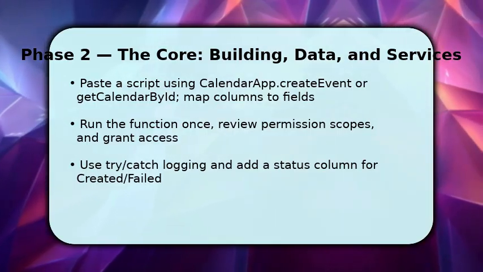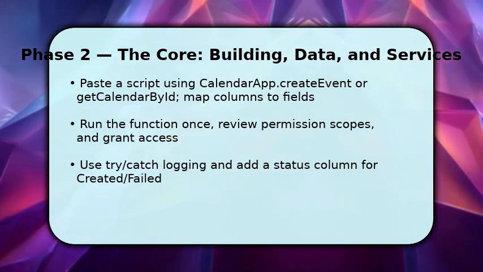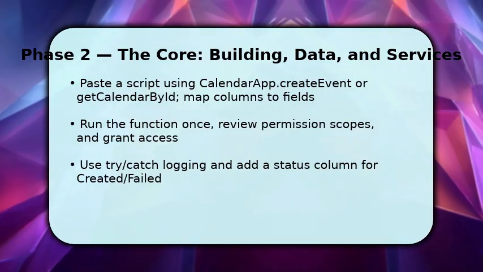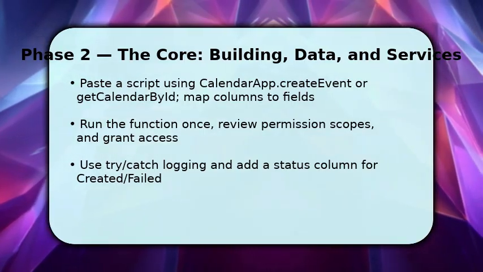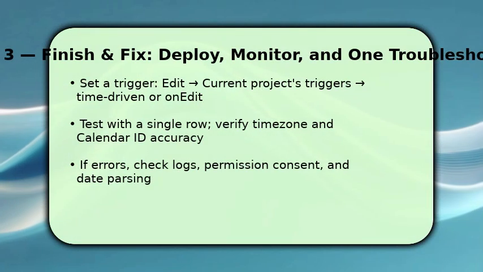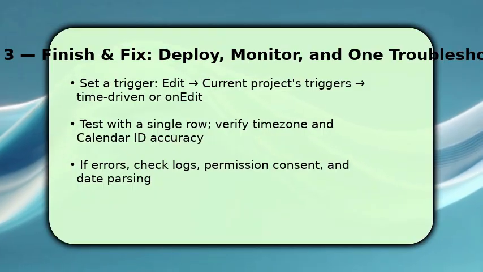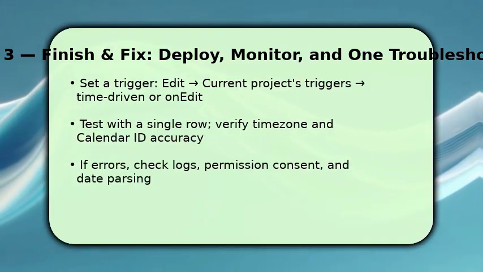Add try/catch blocks, log statements, and write a status column with created or failed, so you can audit results and retry only the problematic rows. Finally, automate by setting a trigger. Open triggers, add a time-driven or on edit trigger depending on your workflow, so events sync automatically.